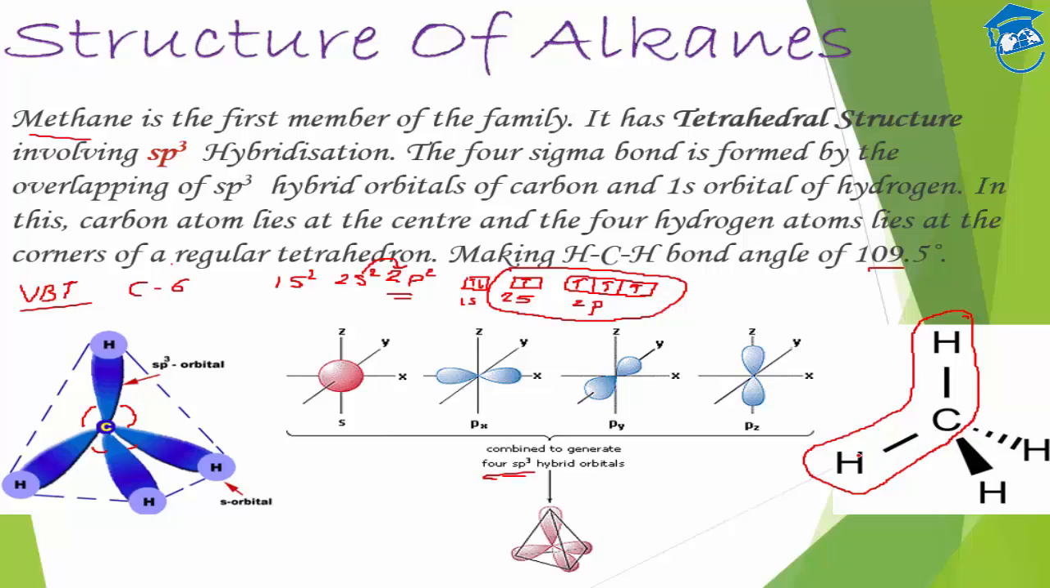Here all the H are equivalent, so there will be no problem. But when instead of H it is any alkyl group like CH3 or C2H5, then we'll have to mention it. So the important points are that alkanes have sp3 hybridization, a tetrahedral structure, and their bond angle is 109.5 degrees.